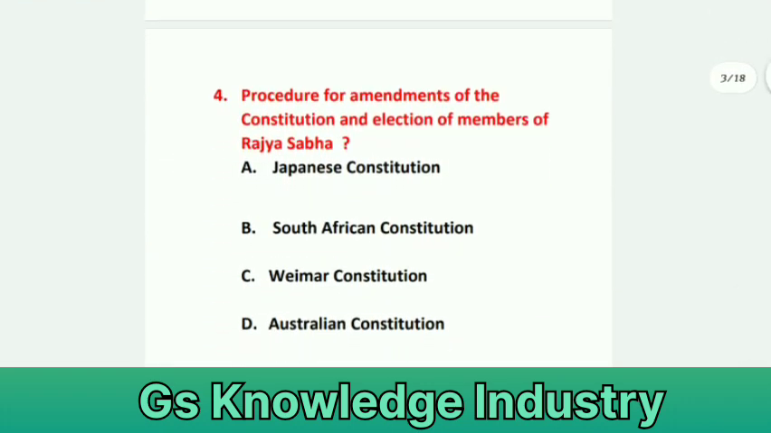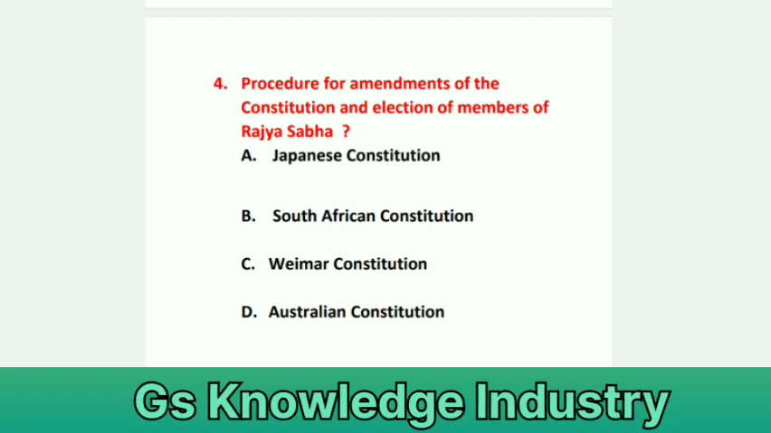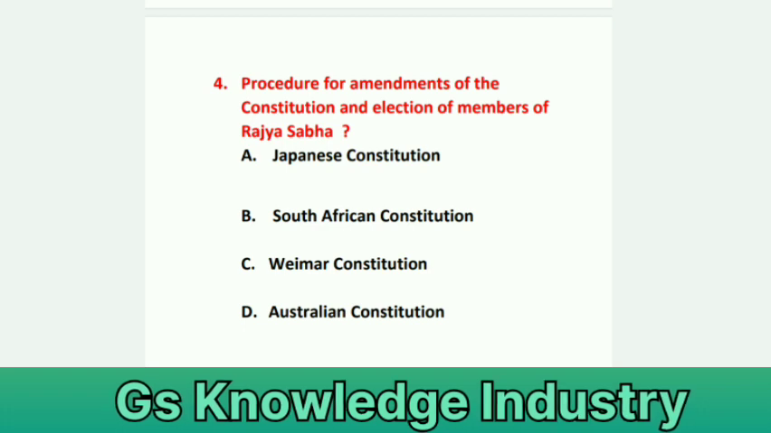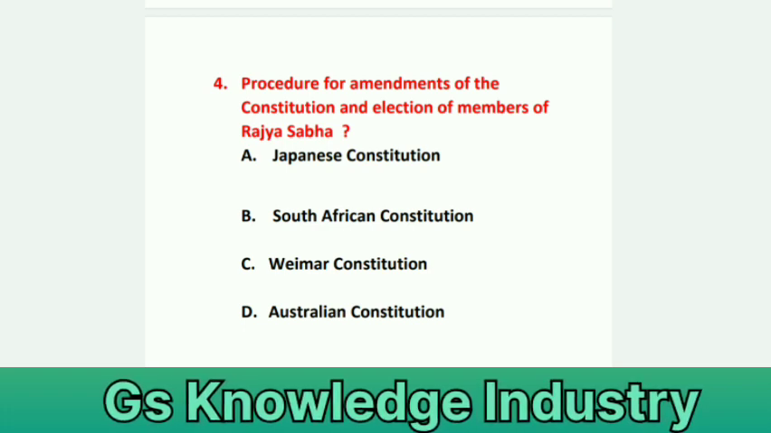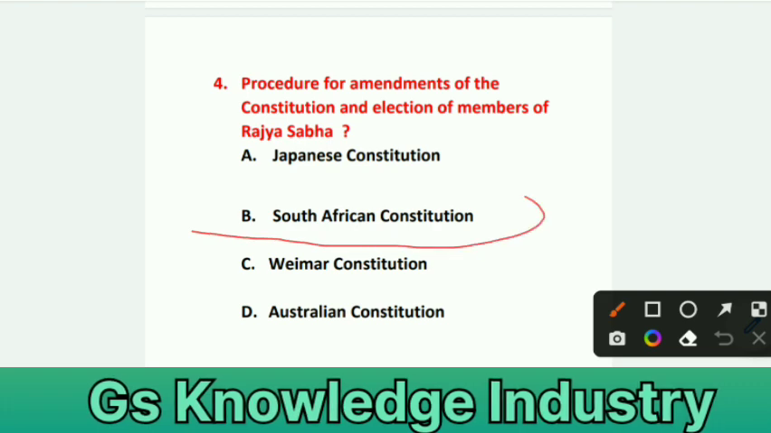4 number question. Procedure for amendments of the Constitution and election of members of Rajya Sabha. This system has been derived from option A Japanese Constitution, option B South African Constitution, option C Weimar Constitution, option D Australian Constitution. Here the right answer is option B. Option B is the correct answer. South African Constitution.